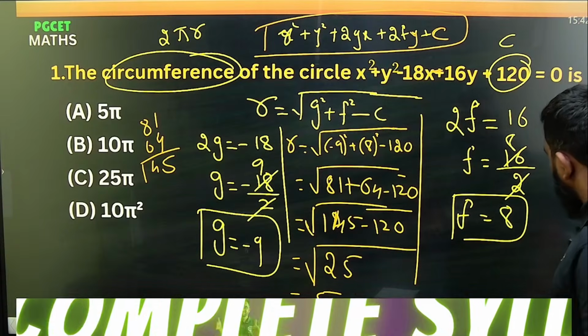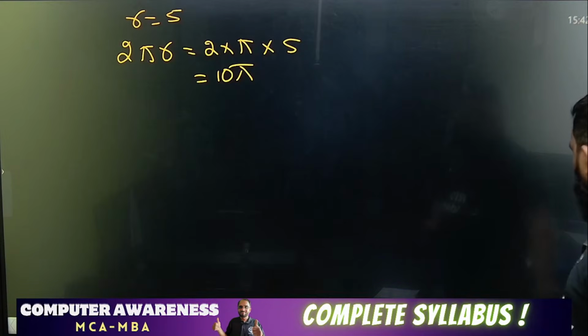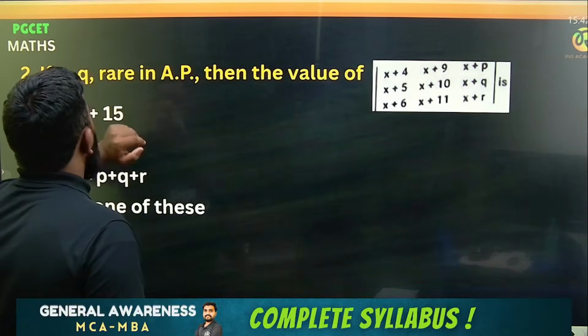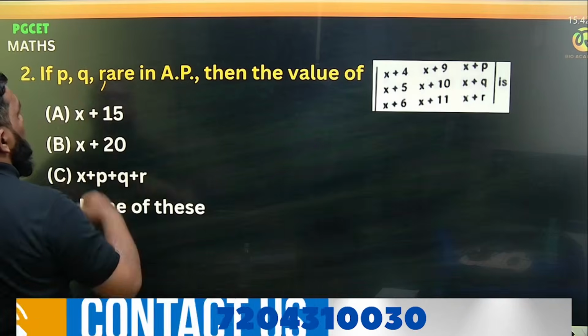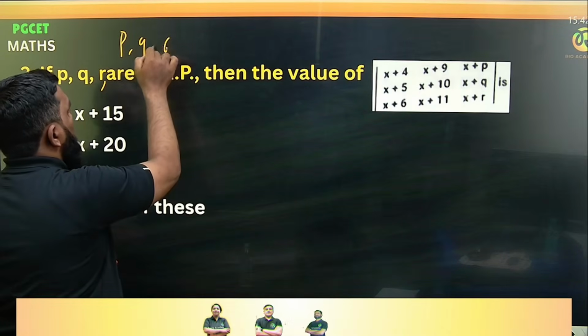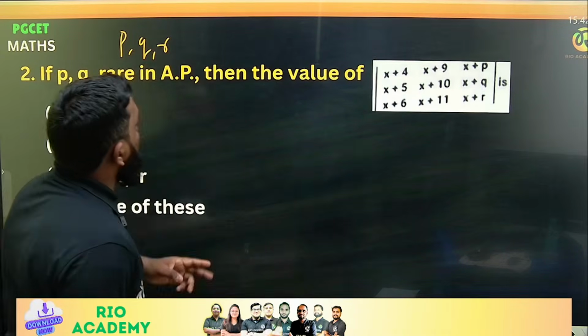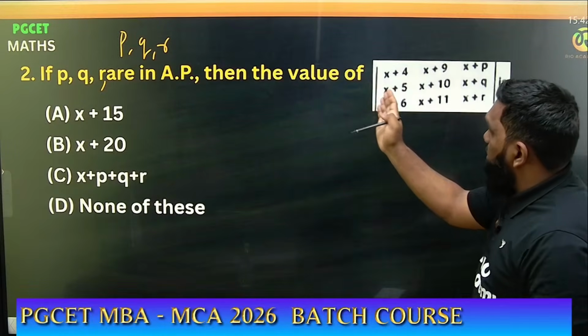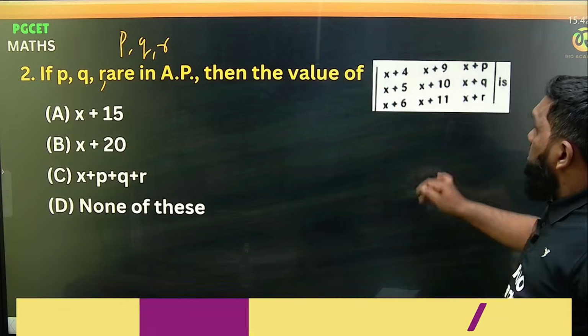Now our next question: P, Q, R are in AP, P, Q, R, and it is continued. Then find the value of the radius.